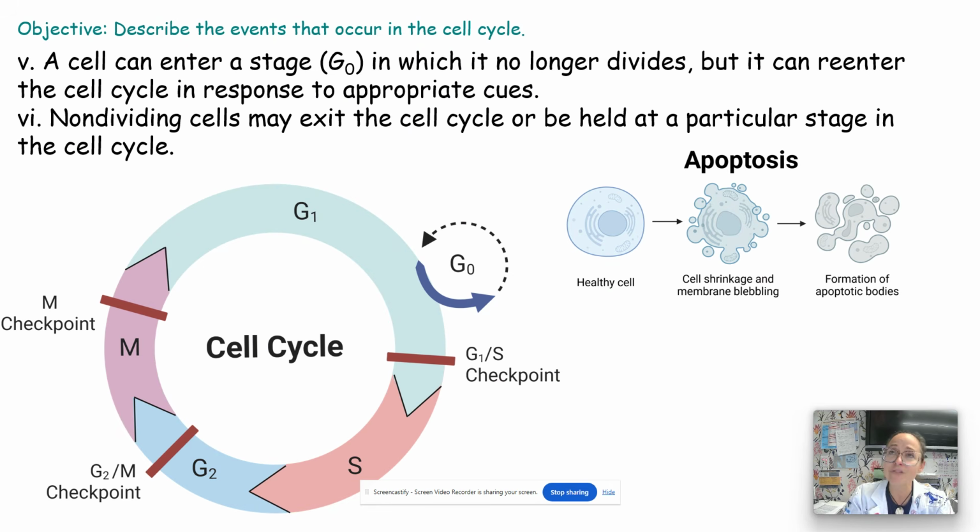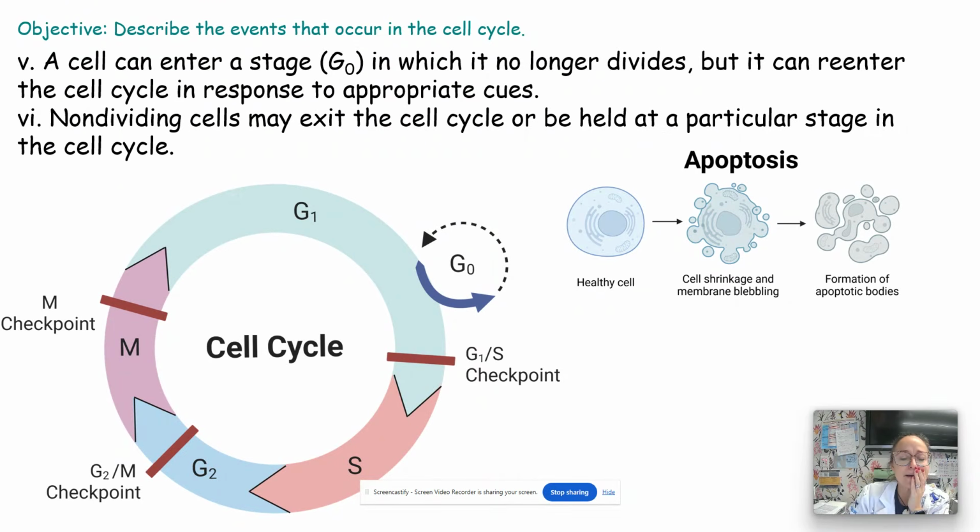Now, a cell that's not going to divide or is in a resting state will enter G0. So non-dividing cells, like your brain cells, will never go through mitosis. They may spend 65, 70, 80 years in G0, just carrying on with their daily functions. Sometimes cells like your liver cells generally are in that resting state and will only get called back to the cell cycle if there's damage.